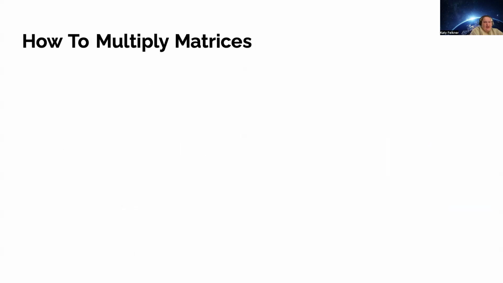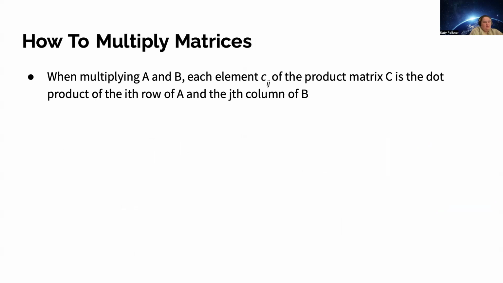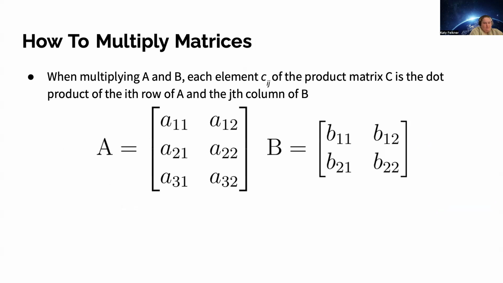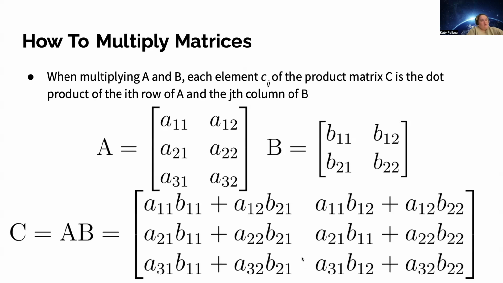Now let's actually look at how to multiply matrices. When you multiply A and B, each element Cij of the product matrix is the dot product of the ith row of A and the jth column of B. So let's say we have A that is 3 by 2 and B that is 2 by 2. So our resulting matrix is going to be 3 by 2. And here we have matrix C equals A times B.